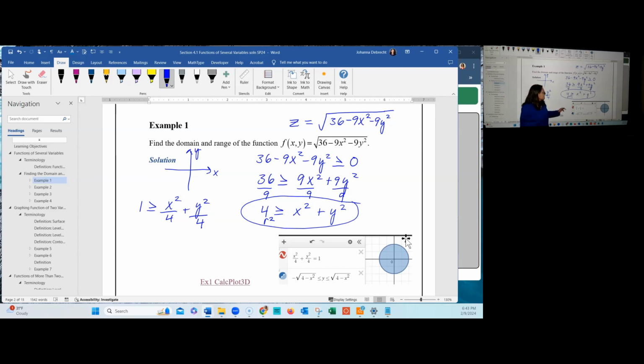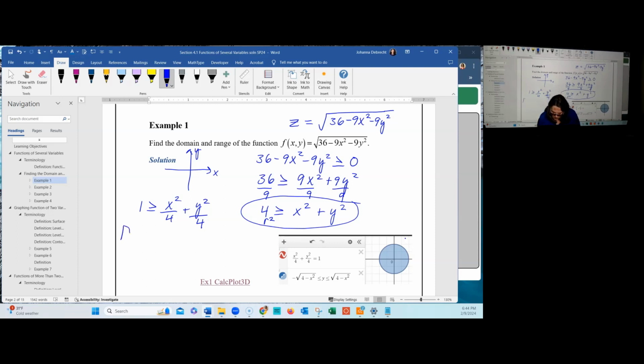The next thing is that the radius must be less than or equal to 2, which means that I can take x or y values that are inside the circle where the radius is less than 2, or I can take them on the circle where the radius is 2. Believe it or not, this blue circle right here, radius 2, centered at the origin, is the domain of this function. So how could we write the domain of this function in a way that makes sense?